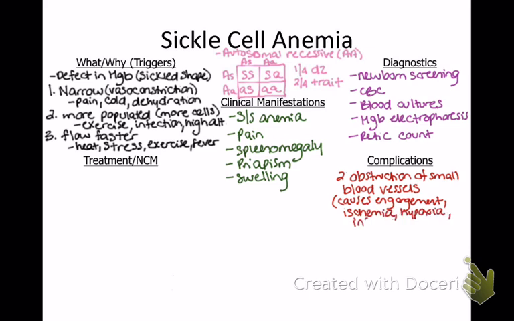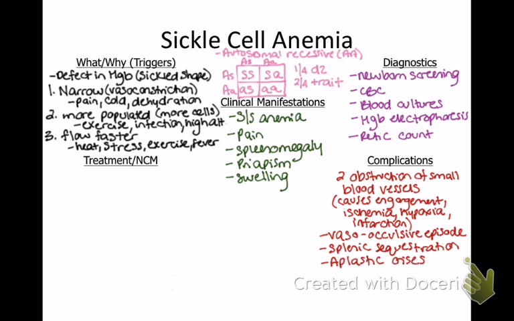All right, so what are the complications? They're all secondary to this obstruction of the small blood vessels. So it can cause engorgement, ischemia, infarction, hypoxia. They can have vaso-occlusive episodes with the sickle cell crisis. Like I said, the blood sequesters in the spleen, and the spleen becomes engorged, then infarcts and dies off. They often have to have their spleen removed. They can have an aplastic crisis. A big one is acute chest syndrome. If you have a patient with sickle cell disease who is complaining of chest pain, they need a chest x-ray because, again, the small blood vessels get clogged.